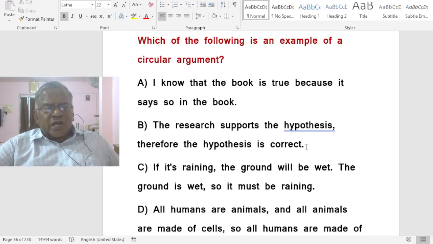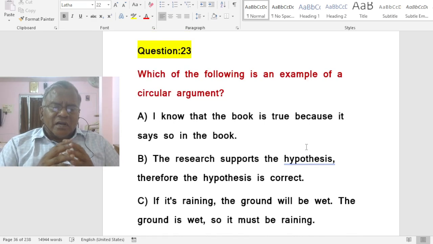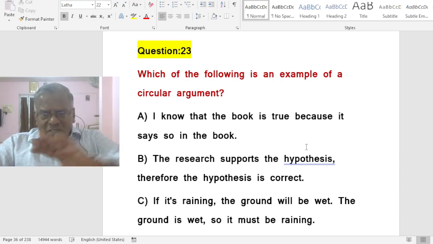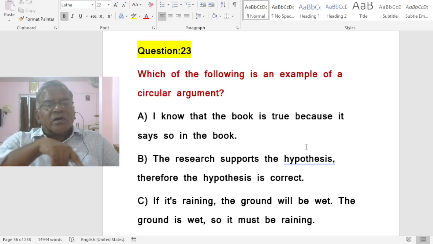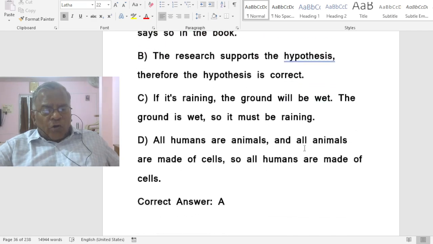The research supports the hypothesis, therefore the hypothesis is correct. If it is rainy, the ground will be wet. There may be other types of arguments. But see option A. What is a cyclic argument? I know the book is true. Why? Because it says so in the book. You see that where you are ending, you are starting again. I know that the book is true. Why? Because it says so in the book. You see that this type of argument is called a circular argument.